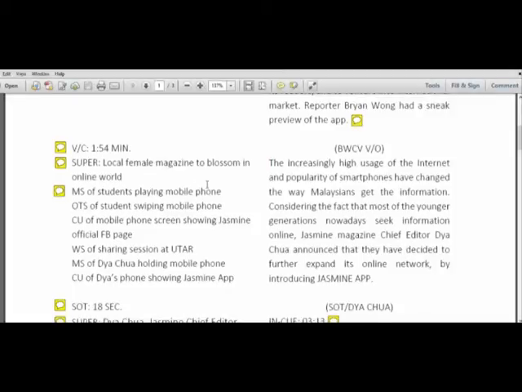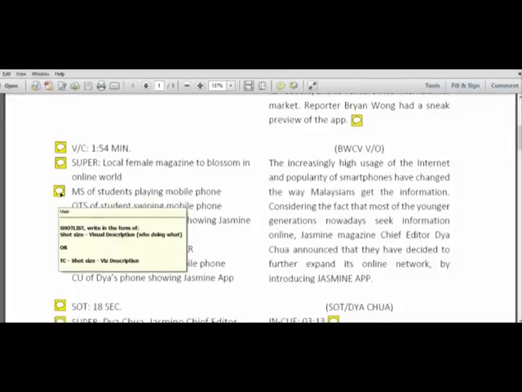Back to the left hand side, what you should write is the short list, meaning what are the visuals you think are the best to go with your narration.